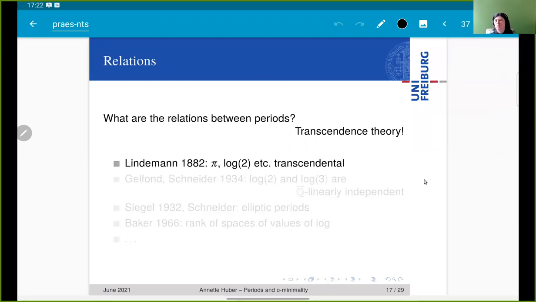So I want to talk a bit about the history of this question. It really goes back a long time, all the way back to Lindemann, who in 1882, in Freiburg, proved transcendence of pi. He also proved transcendence of numbers like log 2, or more generally log of alpha, when alpha is algebraic. And then the next big step was in 1934, when Gelfond and Schneider proved, for example, that log 2 and log 3 are Q-bar linearly independent. Independently, so it was two proofs coming at the same time.